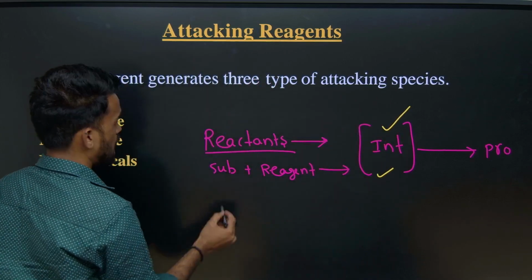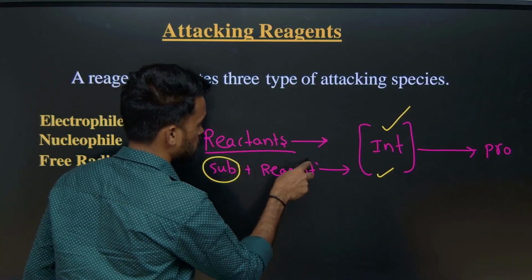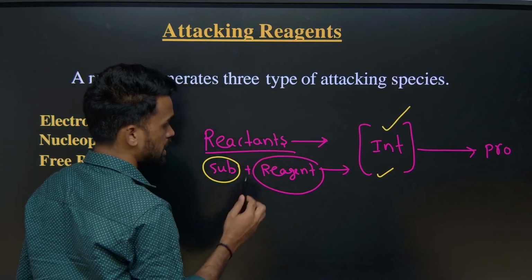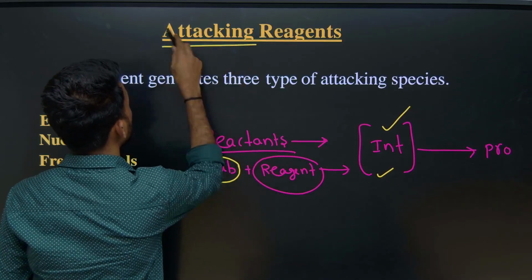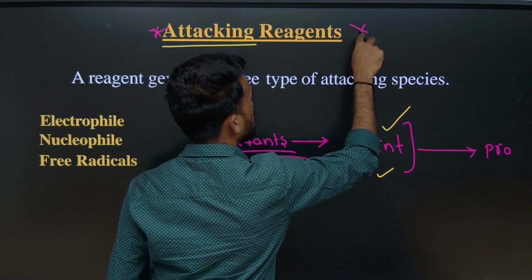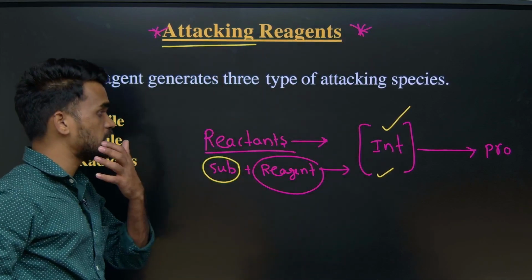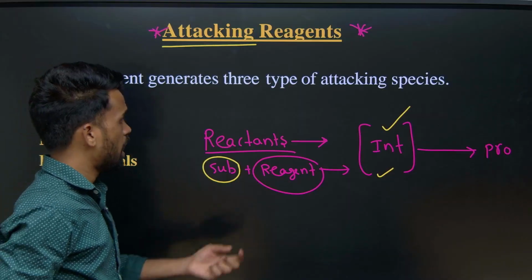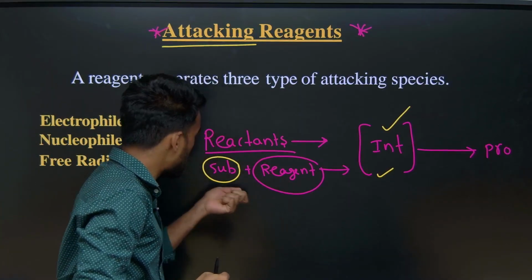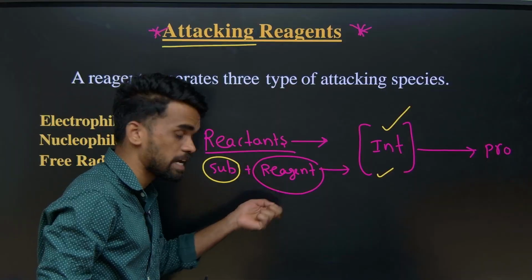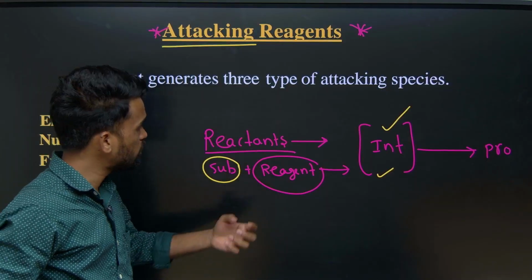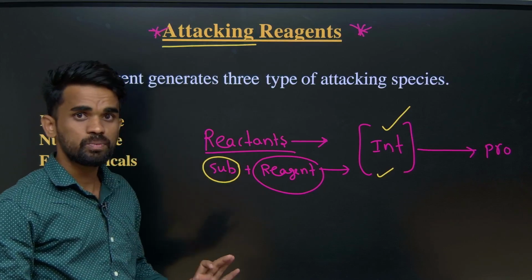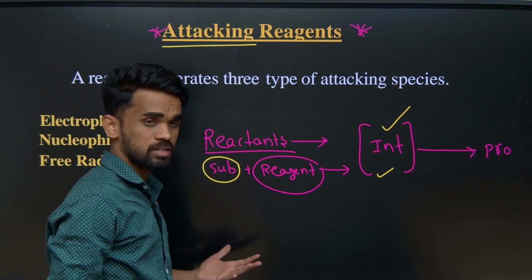Now here, along with the substrate, I just mentioned something called a reagent. This reagent is also called an attacking reagent. What is that? Attacking reagents. See, the attacking reagent will attack on the substrate. The name itself says attacking reagent. See, why will it attack on the substrate first? We should be clear with that. So why should it attack?